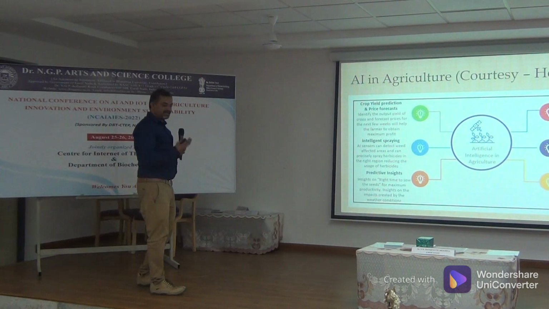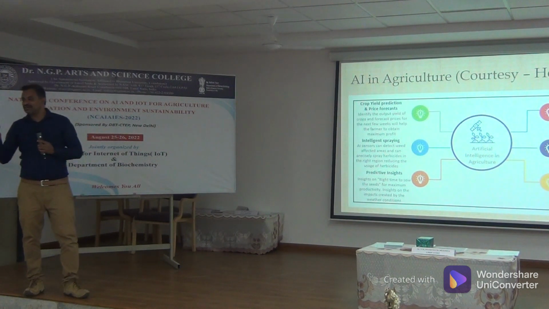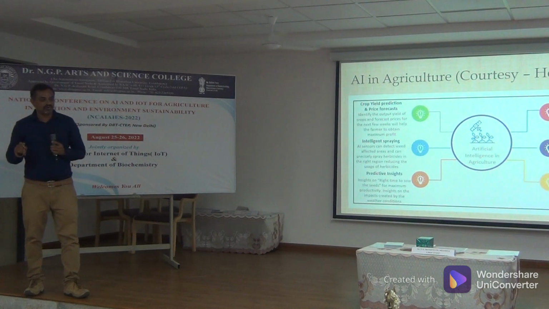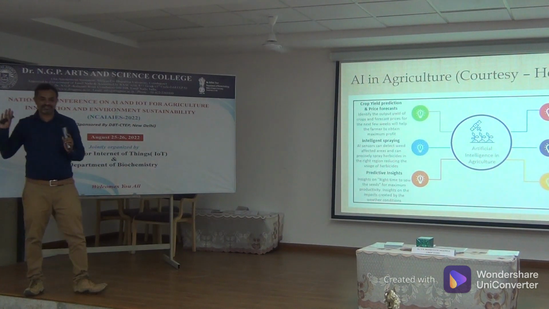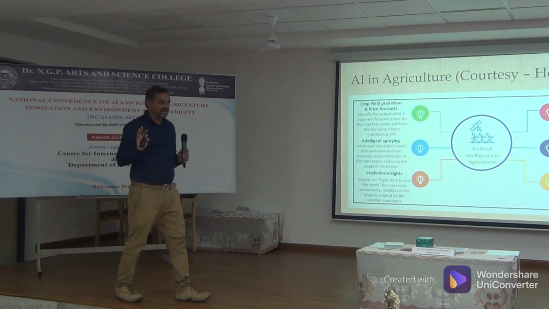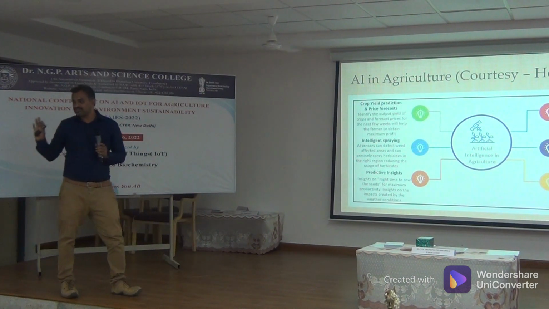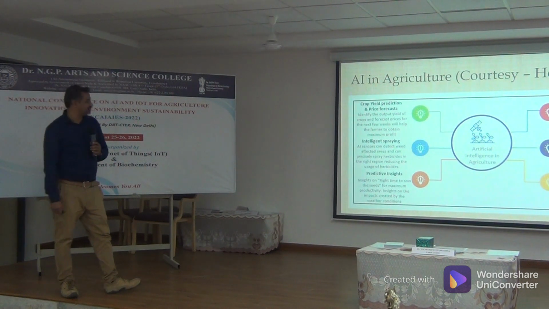Okay. So intelligent spraying, of course, is very, very important. When you talk about artificial intelligence or IoT, what is the end point? The end point is that it should really benefit the farmer. That's it. In one way or another, it should really help the farmers make some profit. That's the main agenda of artificial intelligence getting into it, or the IoT getting into it.